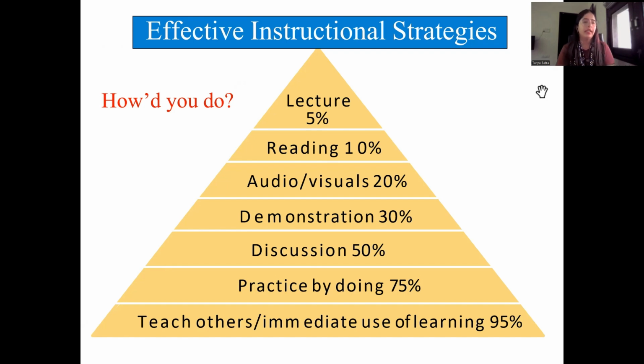immediate use of learning, real life application, hands-on activities, caters to 95% effectiveness when we are talking about this category of instructional strategy. So this entire pyramid gives us a clear image of which strategy is more effective in the classroom and definitely which strategy will be least effective in our classroom.